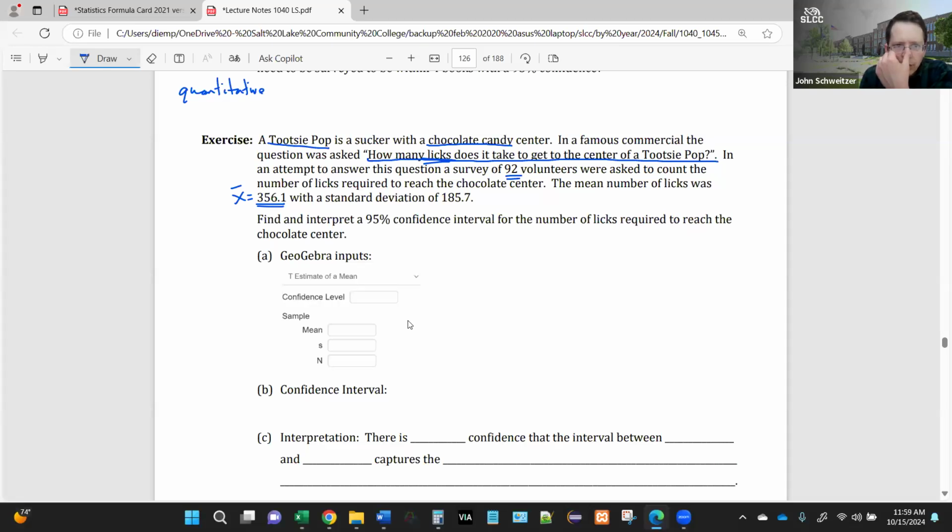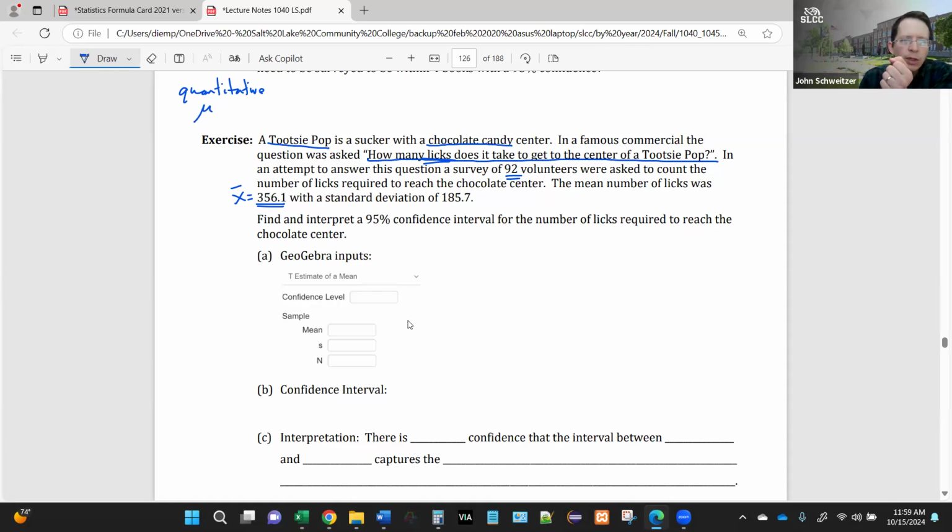And so the parameter of interest is not p in this case, it's mu. In chapter 3, it was all about the proportion, but now it's the mean, the average number of licks required to get to the center. We don't know what that is, because it's impossible to know; we would have to basically destroy all the product by testing it out.